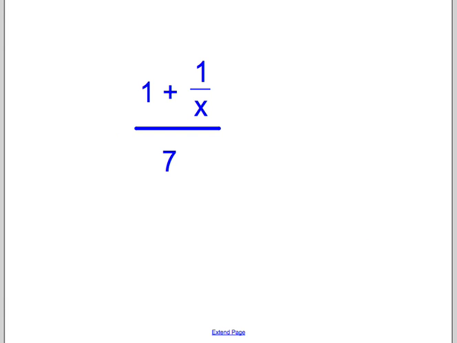Now they're not all going to be that nice and neat, are they? Never just that easy. We're going to have to, on the top here, get a common denominator. What well-chosen value of 1 could I use in place of the 1 that would have a denominator of x? X. So x over x, I could replace the 1 with x over x.